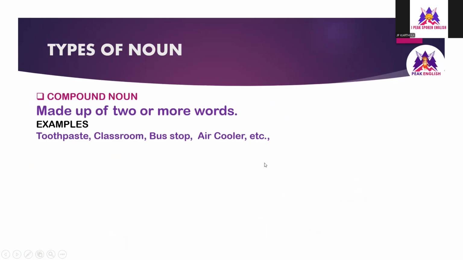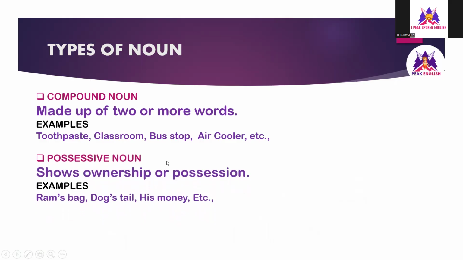Next is compound noun. A compound noun is made up of two or more words. Toothpaste, two different things, but when we join them together, compound means joining, we get a noun. That is called a compound noun. Toothpaste, classroom, bus stop, air cooler, they are all compound nouns.